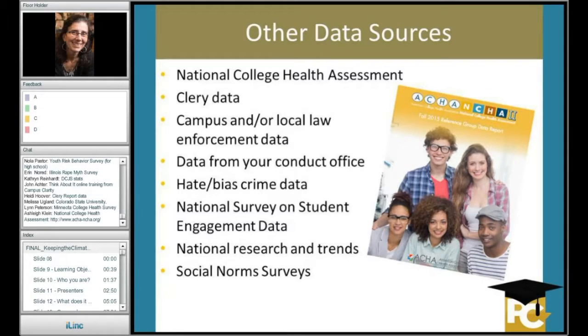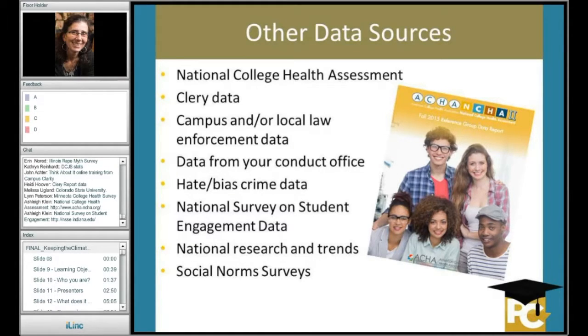Your Clery data is also a great source of information, although we know there are some limitations because it's only data that gets reported. It's not necessarily an assessment of what's happening. I don't know that I saw anybody using campus or local law enforcement data, but that's another great data source. Data from your conduct office or Office of Community Standards, or whatever office is responsible for adjudication of sexual misconduct cases. Hate and bias crime data, whether from your institution or your local law enforcement. The National Survey of Student Engagement data is a great data source, particularly related to protective factors.